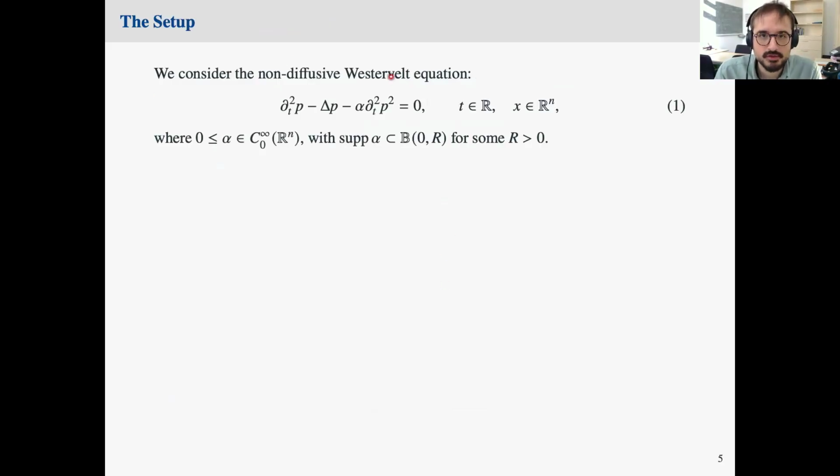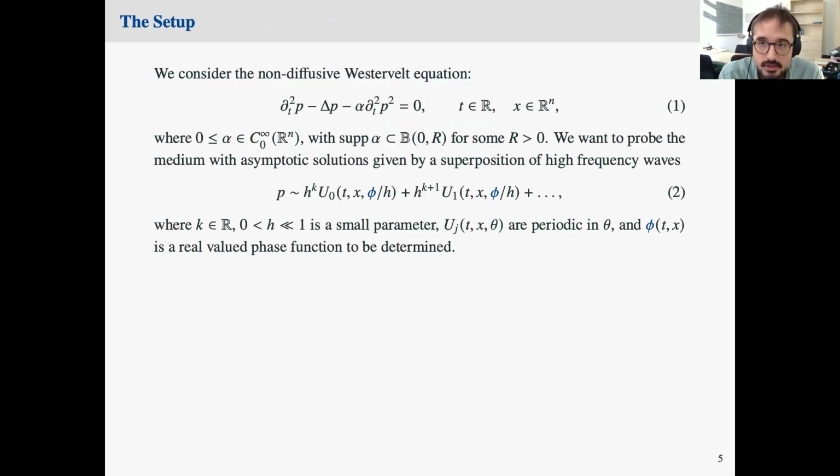But so let's look at the non-diffusive Westervelt equation. So here we're going to have a non-negative, compactly supported nonlinearity parameter. We assume as before that b is 0, and here alpha lives inside a ball in R^n. So what we want to do is probe the medium with certain asymptotic solutions, which are given by a superposition of high-frequency waves. So we're going to have a bunch of waves of this form.